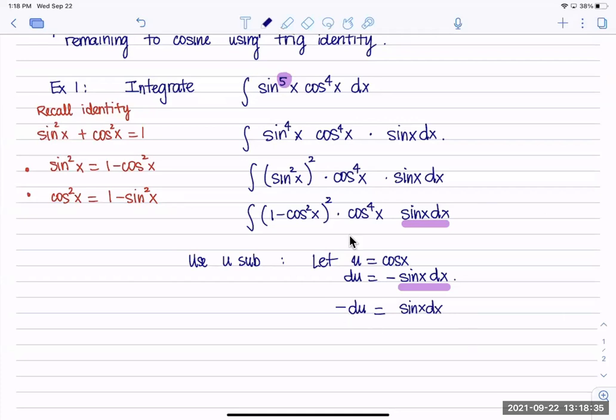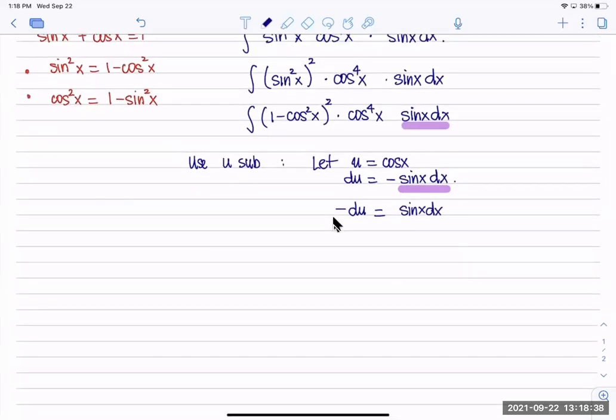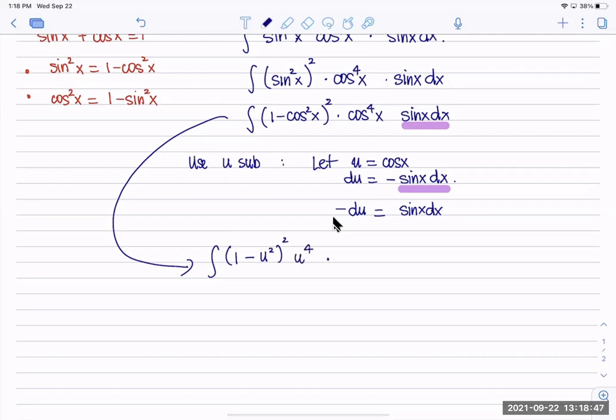We substitute into our integral. The integral becomes the integral of 1 minus u squared, squared, times u to the power 4 times negative du. I'm going to bring the negative to the front and expand, so we have negative, 1 minus 2u squared plus u to the power 4, times u to the power 4, du. From here, you can distribute the u to the power 4 and simplify the integral.